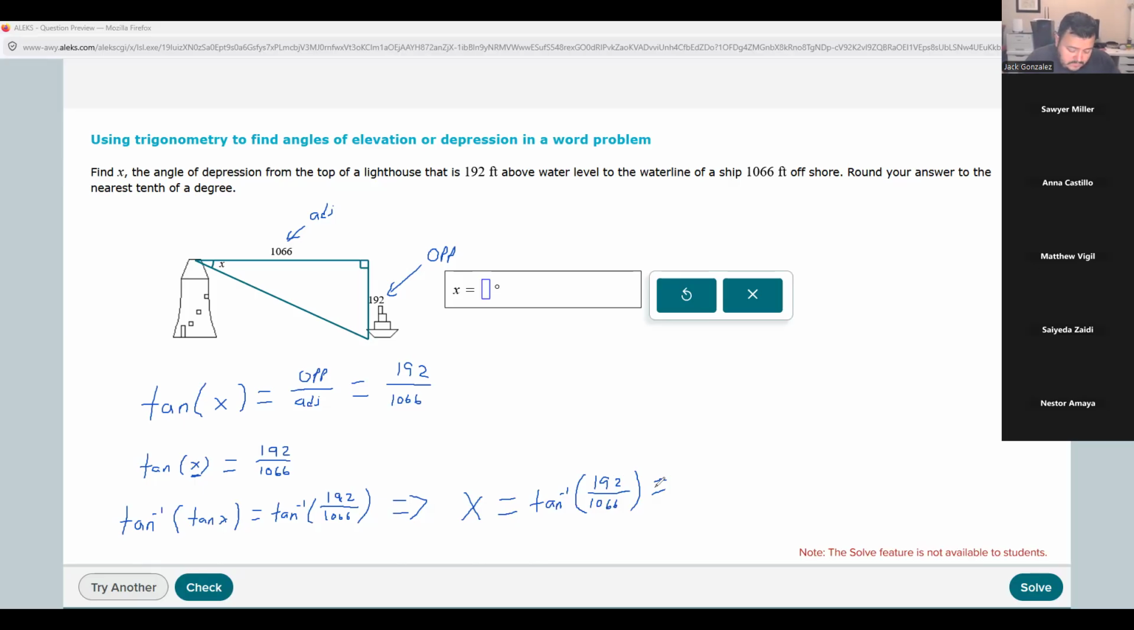So hit second and then tangent, and you get the inverse function. Plug in 192 divided by 1066. So it should be 10.2.